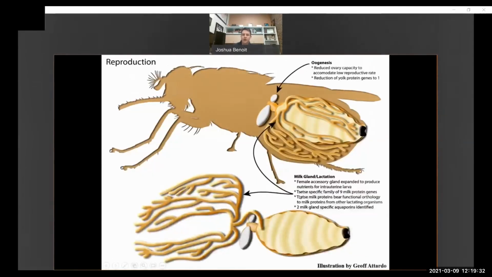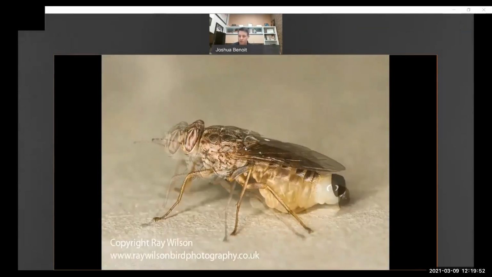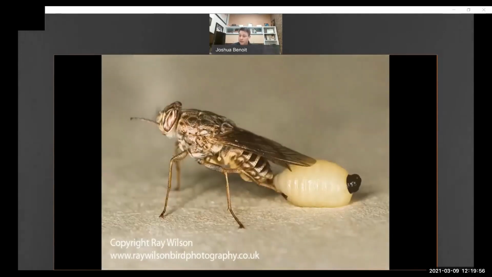So this is from an annual review article that Geoff Attardo, myself, Veronika Michalkova, and Serap Aksoy wrote. And this focuses on the reproductive system of Glossina. So they develop a single intrauterine larva that is fed milk from this milk gland. And so this is the process that occurs during birth. This massive larva is actually deposited. So sometimes it weighs as much as its mother.